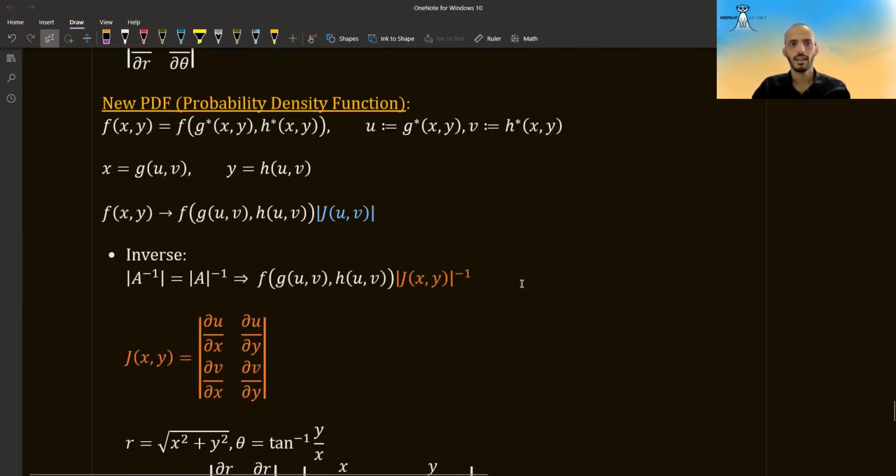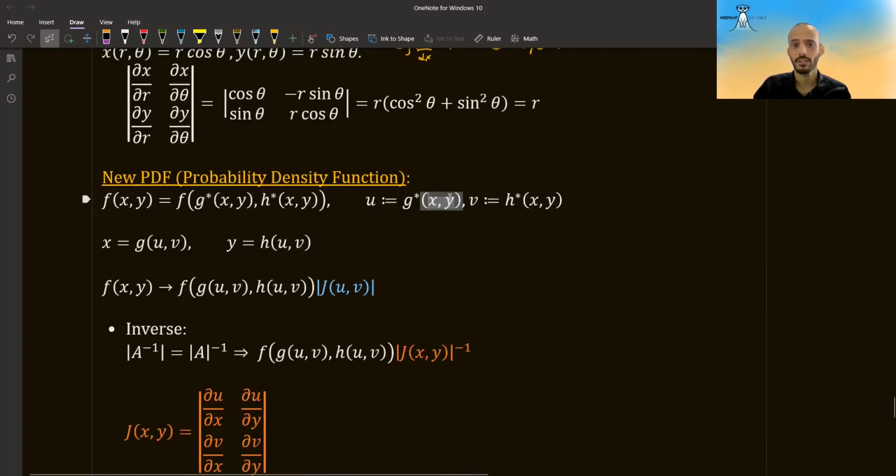Okay, and looking at change of variables in PDFs, if we define u to be some function of x and y and v to be some function of x and y, then we can look at the inverse transformation and then just correct the new PDF, after we replaced the x and y with u and v, by the Jacobian of u and v.